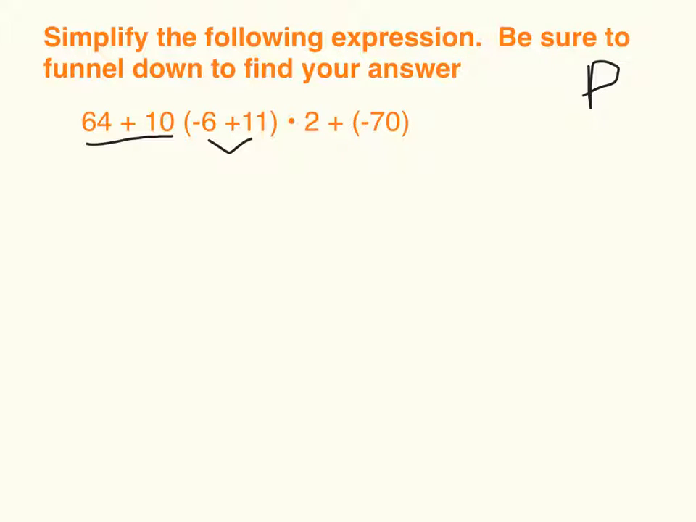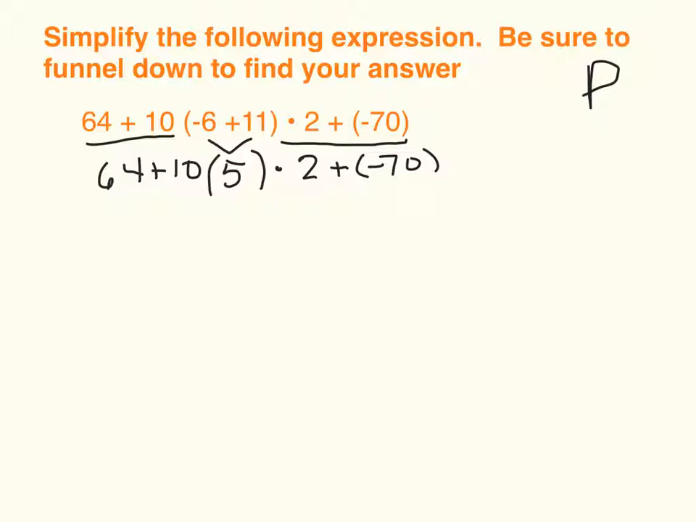It's right there, because this one at the end for the negative 70 is simply there to separate the plus sign from the negative. So I know I'm going to be bringing down the 64 plus 10. And then inside the parentheses, I'm going to have negative 6 plus 11. So if I knew that it was negative 6 degrees outside and it went up 11 degrees, I should know that it's now 5 degrees outside. And then bring down the rest of this problem, times 2 plus negative 70.